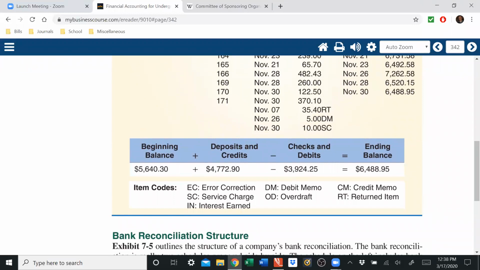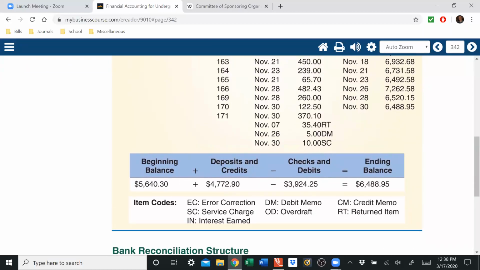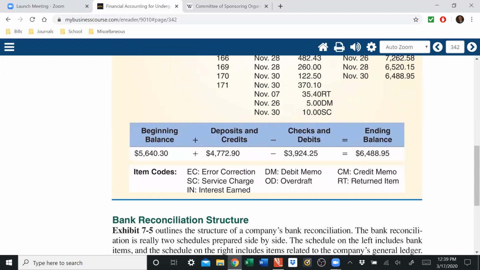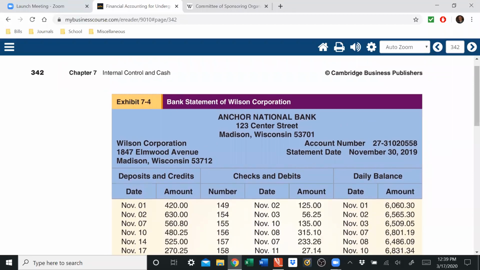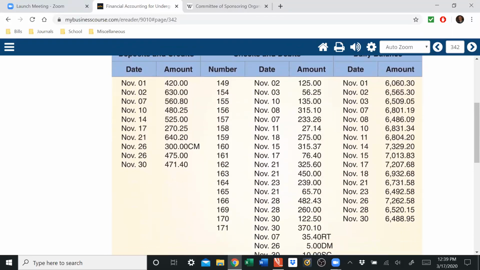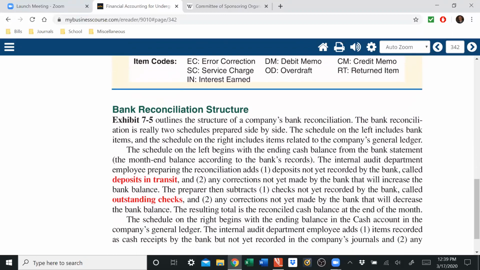Overdraft. There are no overdrafts here, but it's a charge by the bank to the company because the company overdrew their account. They wrote a check for more money than they had in their account. And the overdraft is just the fee that the bank charges the company for doing that. It's like the slap on the hand. You won't see overdraft very often for companies, right? They don't overdraw their account. So don't worry about overdraft.